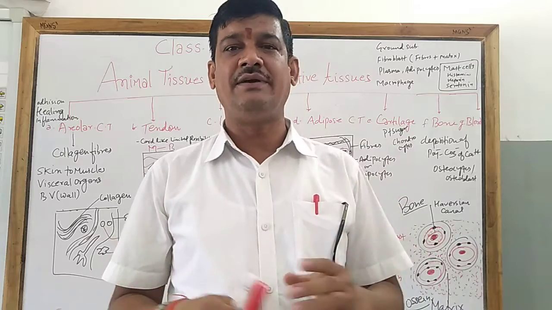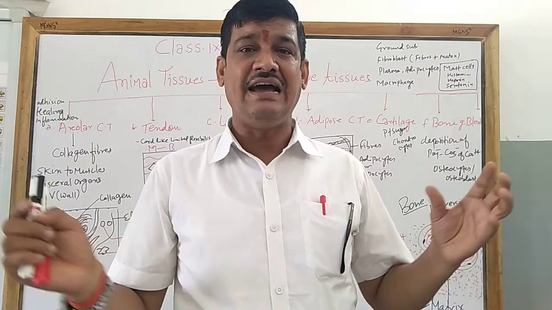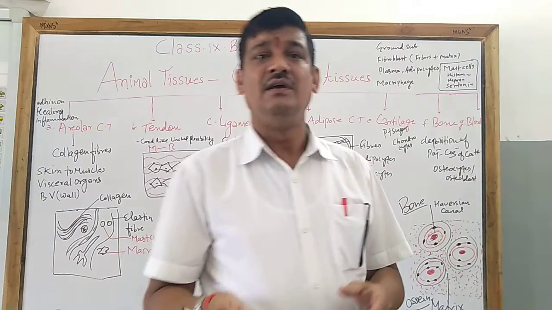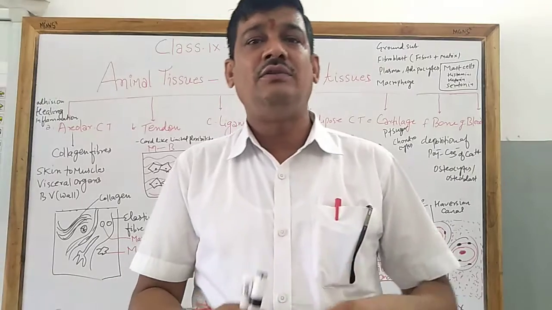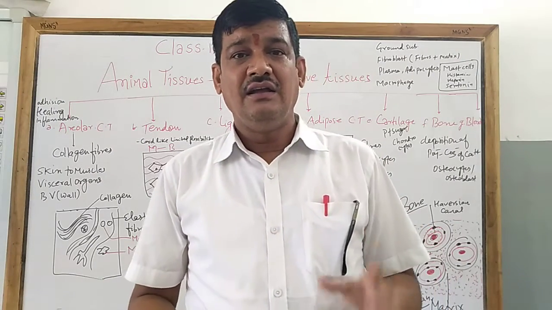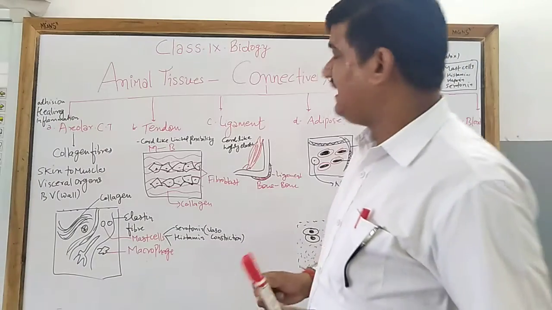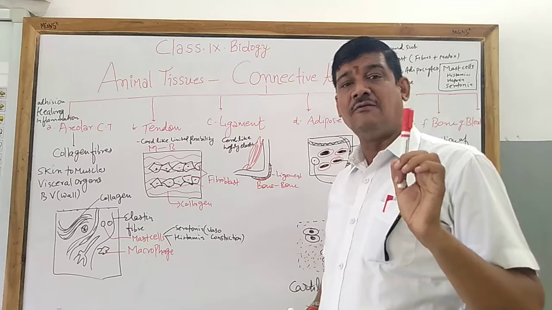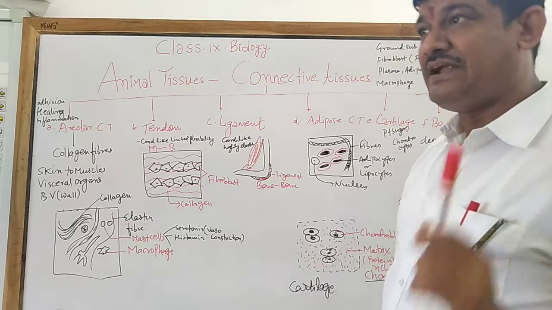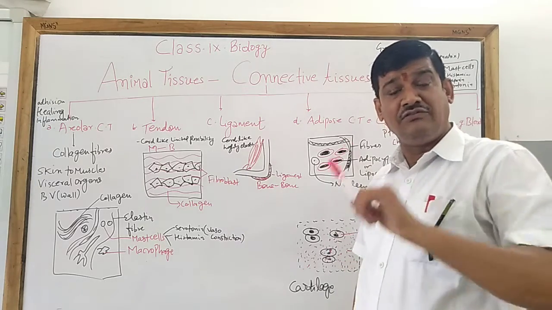What is the definition of a connective tissue? As the name suggests, it helps in joining or connecting one structural part to another structural part inside the body system. Each connective tissue has a characteristic feature, and they have components like ground substance, that is called the matrix, and this matrix differs from each connective tissue.